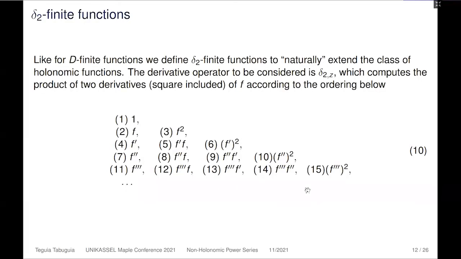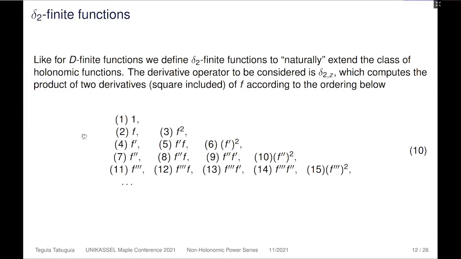Like for d-finite functions, we define delta 2 finite functions to naturally extend the class of holonomic functions. Holonomic functions are also known as d-finite functions. And then we introduce a derivative operator delta 2z, where the 2 here means product of derivatives, including the square. And here is the ordering of the differentiation. So the integers in parentheses here represent the order of the derivative, and the result is what you see as product of derivatives for any integers appearing in the parentheses.